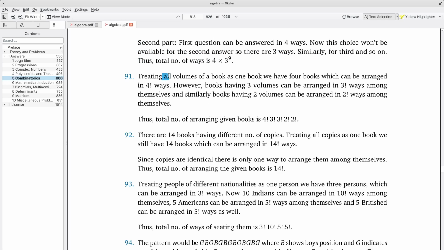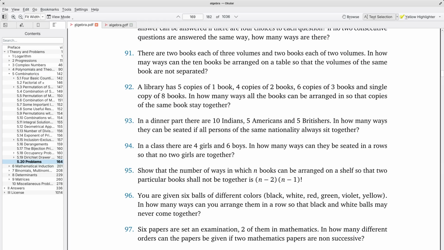So we treat all volumes of a book as one book, and we have 4 books because of that, which can be arranged in 4 factorial ways. However, books having 3 volumes can be arranged in 3 factorial ways among themselves, and books having 2 volumes can be arranged in 2 factorial ways. So the total number of ways would be 4 factorial multiplied by 3 factorial multiplied by 3 factorial multiplied by 2 factorial multiplied by 2 factorial.